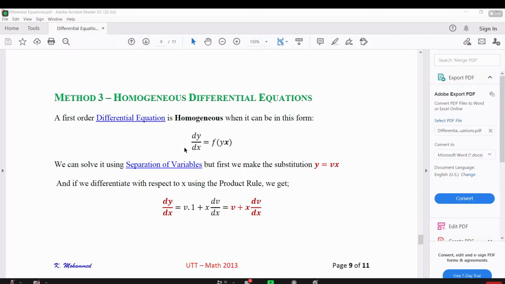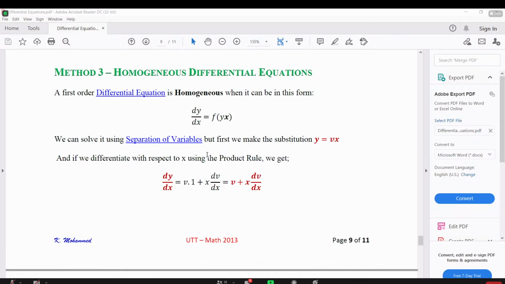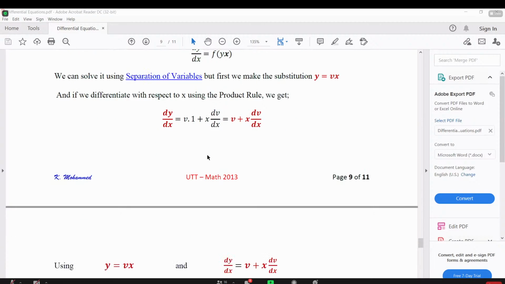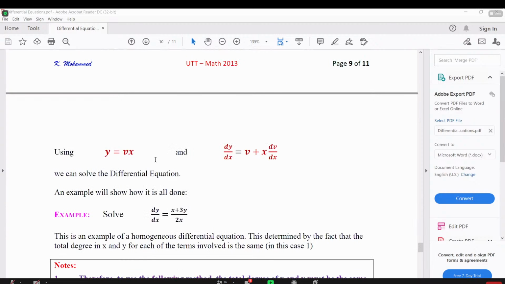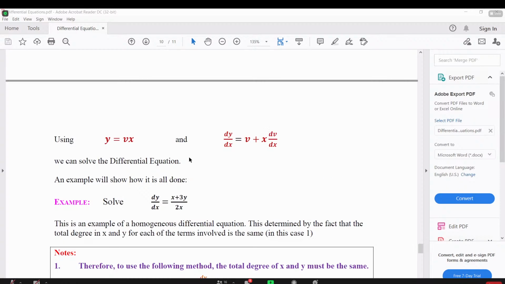All right. Hopefully you have this in your notes, there are two conditions for using the homogeneous method. The first one is that if you're going to apply it, then there must only be dy/dx on the left. All right. And the second one is that the degree of x and y on the right-hand side must be the same. So if we go down to this example here, dy/dx is equal to (x plus 3y) over 2x. The highest degree of x in the right-hand side is 1, and the highest degree of y on the right-hand side is also 1. So therefore, the method will work.